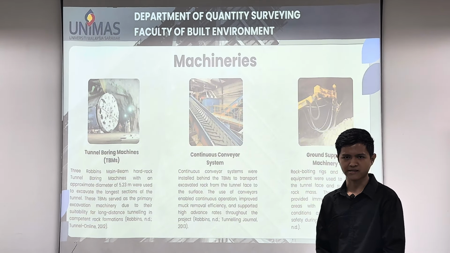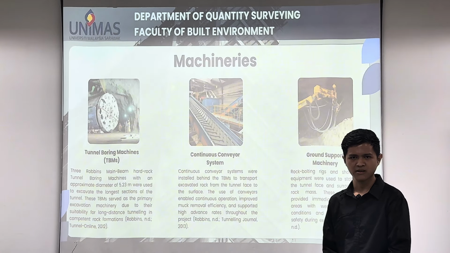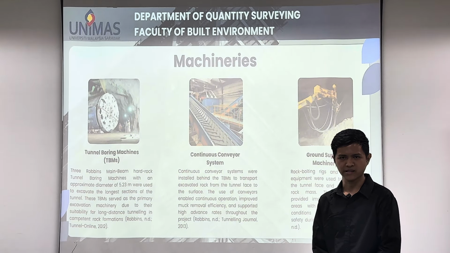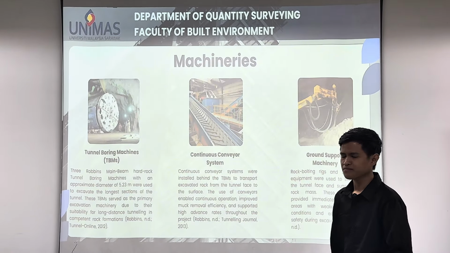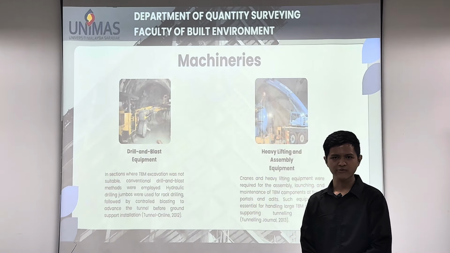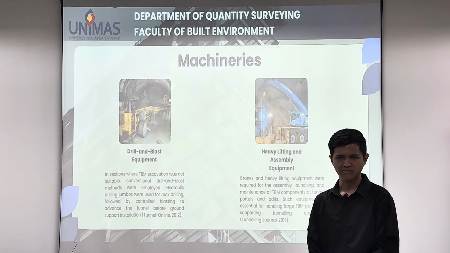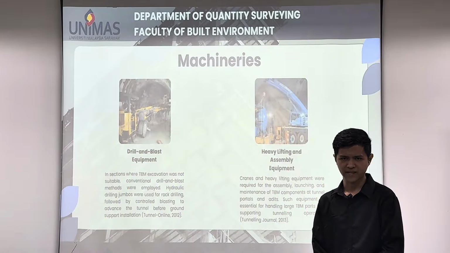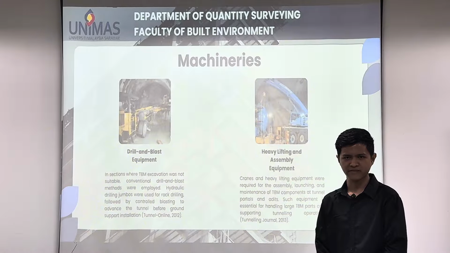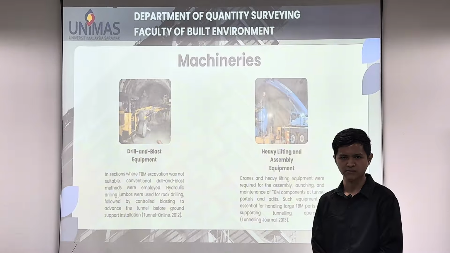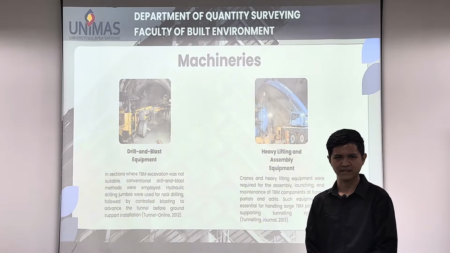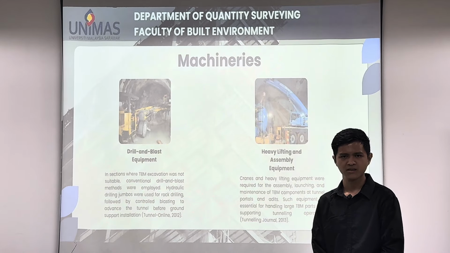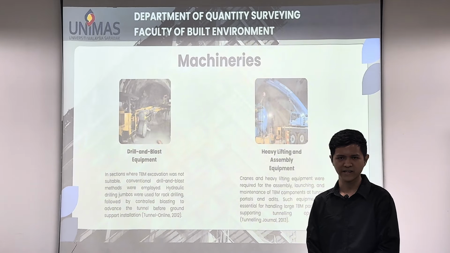Ground support machinery, such as rock bolting and shotcrete equipment, was also used to stabilize the tunnel walls and ensure safety during construction. In areas where the TBM could not be used, the drill and blast method was applied. Drilling machines and controlled blasting were used to excavate this section. In addition, heavy lifting equipment such as cranes was used at tunnel portals and access points to assemble TBM components and handle heavy materials. Overall, the combination of these machineries enabled the tunnel to be constructed safely and efficiently.